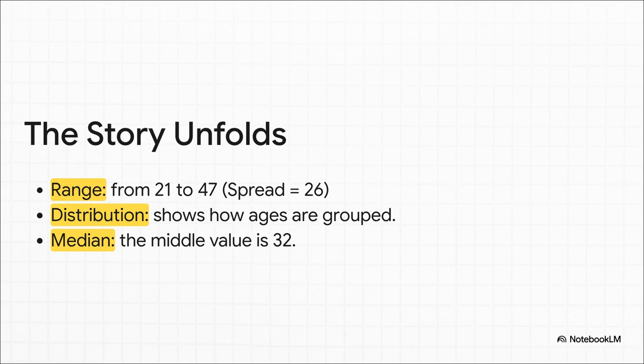We can instantly see the full age range, from the youngest person at 21 to the oldest at 47. We can see the groups are pretty evenly balanced. And because all the data is now in perfect order, we can find the middle value, the median, which is 32. We went from a total mess to a crystal clear picture of the group.